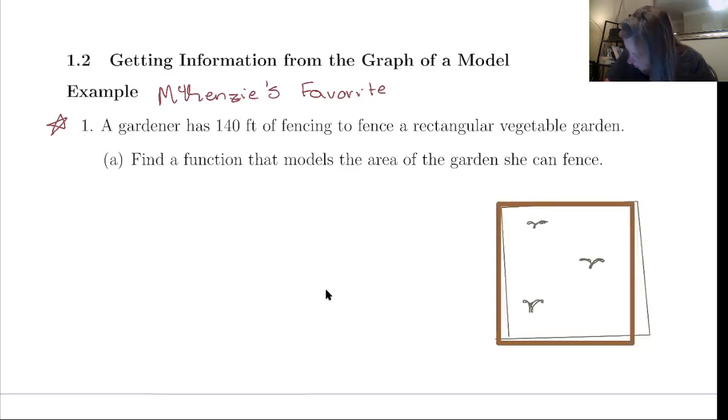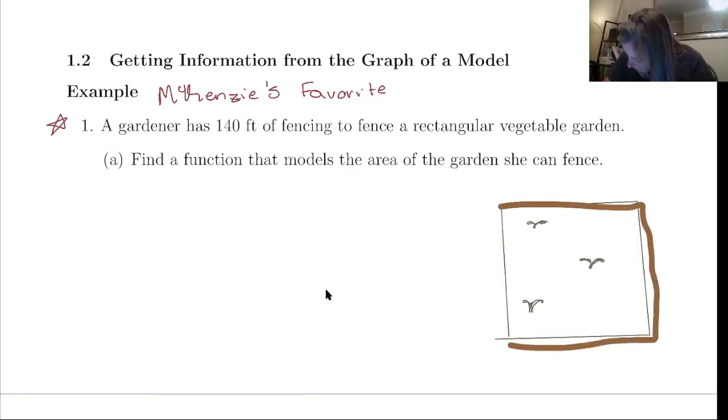Oh, Jesus. Okay. Putting too much time into this. I just also want you guys to love this problem.